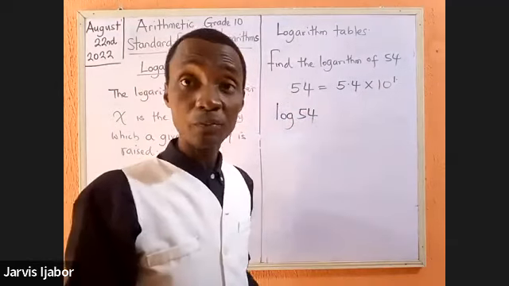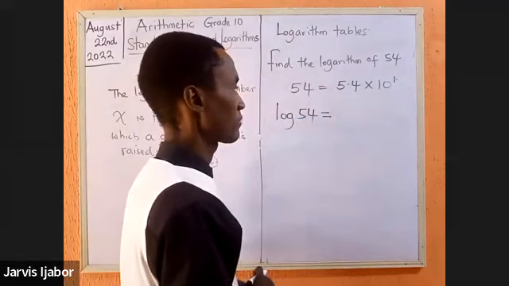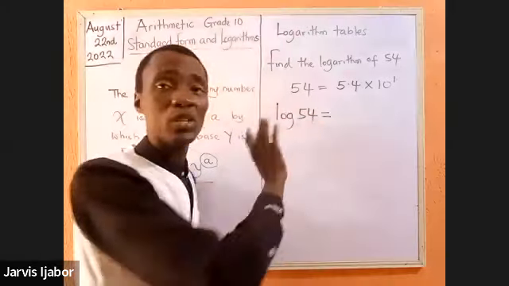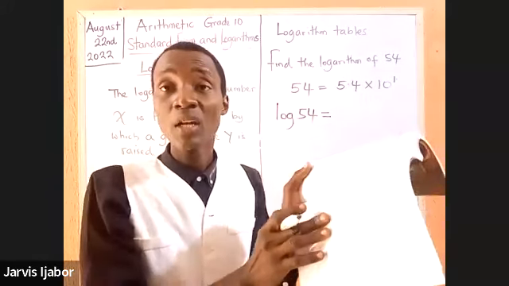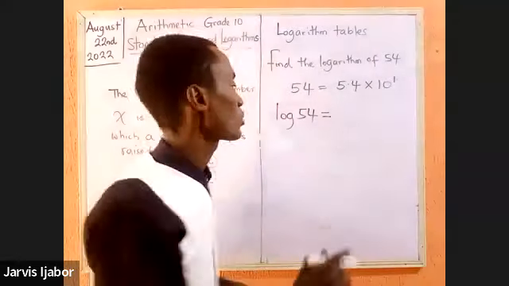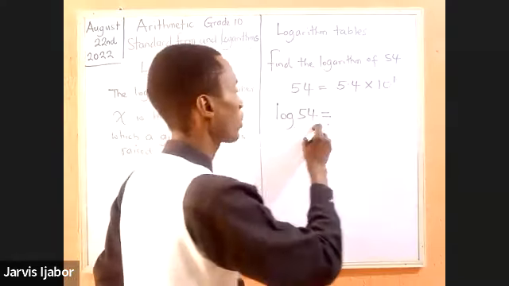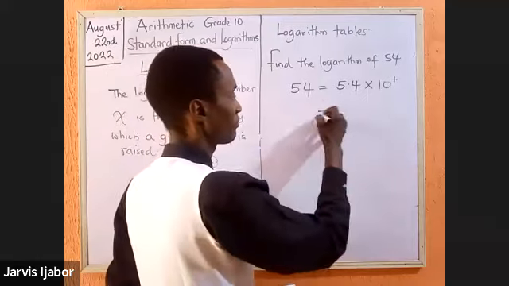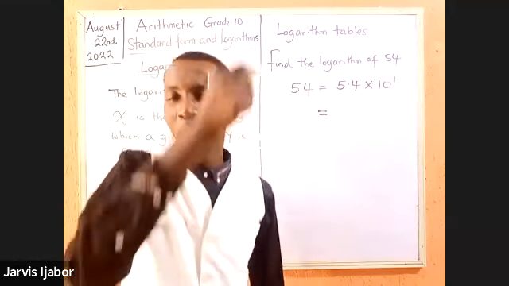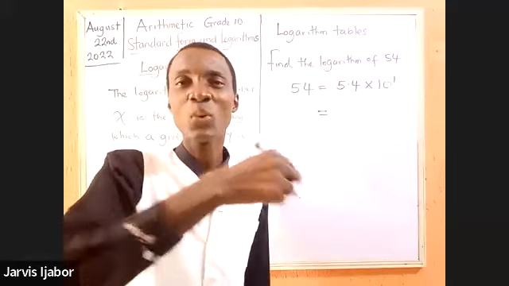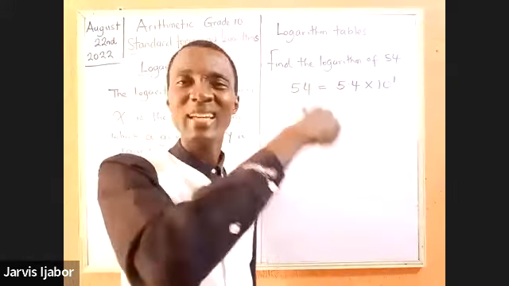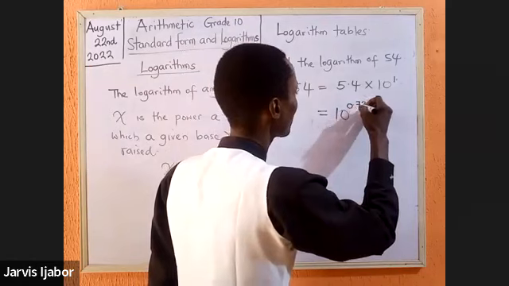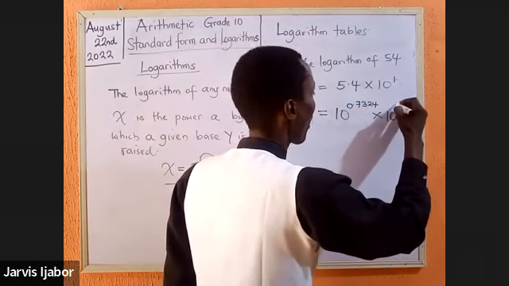The log of 54 will simply be what? Because I told us earlier that the logarithm here is to base 10. Anytime you're using your 4-figure table or your logarithm table, you're working to base 10. Let's even help you a little more. We said that the log of a number is the power to which a given base is raised. So in this arrangement, this will be 10 raised to the power of 0.7324 times 10 raised to the power of 1.